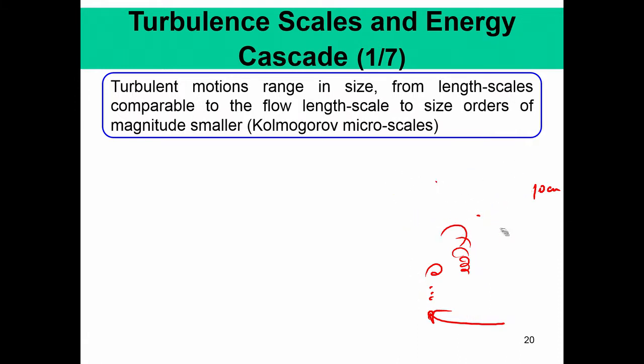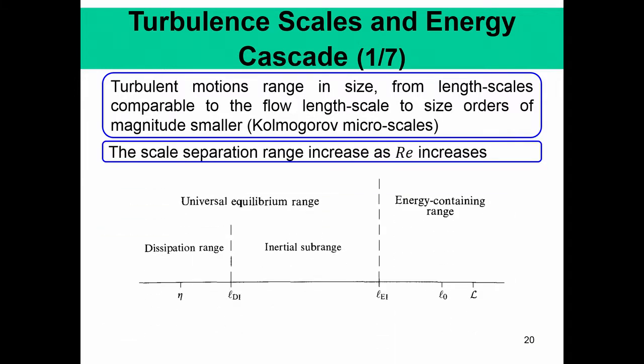How does turbulence convert the energy coming into the large scales, and how does it go into the small scales? That is the whole concept of the cascade. The smallest scales of turbulence will be called the Kolmogorov microscales, which will come later. From the jet image we have seen the scale separation. By scale separation, we mean the ratio of the largest scales of turbulent motion to the smallest scales, and that increases as the Reynolds number increases.